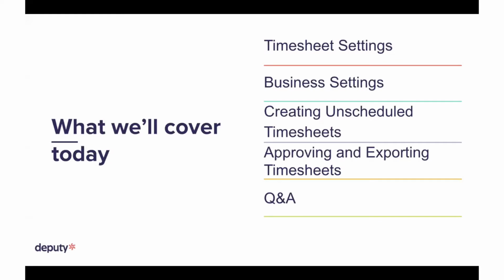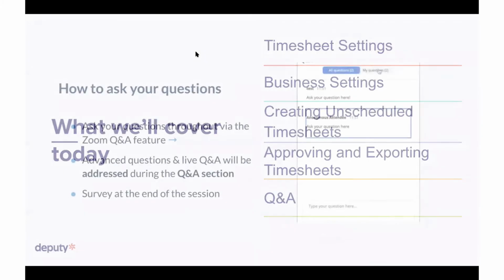We're going to deep dive into managing your timesheets in your Deputy account today, specifically covering the following points: timesheet settings, business settings, creating unscheduled timesheets, and finally, approving and exporting timesheets. And as usual, at the end of the training, we'll be running a Q&A session, but you can also ask your questions throughout the training. Here is how it goes.